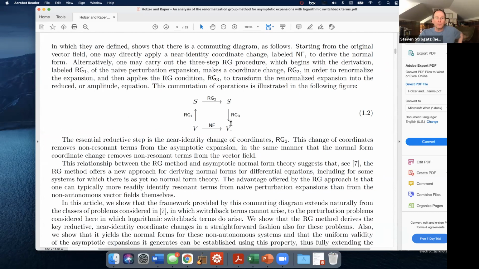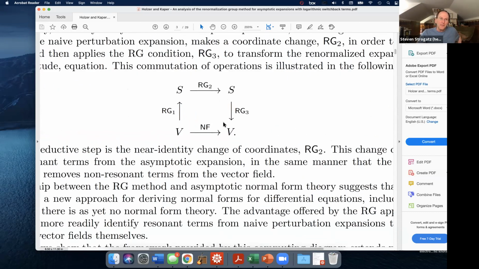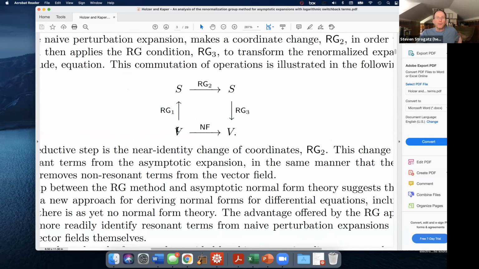They have this point of view, this commutative diagram. It feels like we're doing pure math. They say you can think about perturbation theory and renormalization two different ways. You could start with a vector field, do normal form theory to simplify it and get a simplified vector field. That's a traditional method for solving perturbative problems in dynamical systems, normal form theory. You can go that way. Or if you're a renormalizer, you can go this way around the top and get the same result.